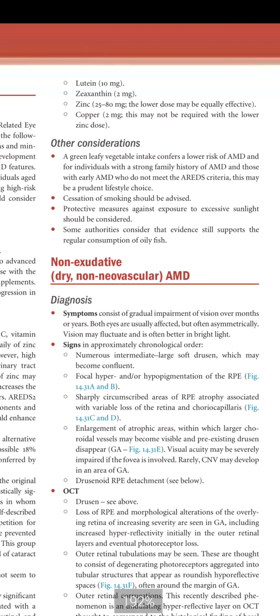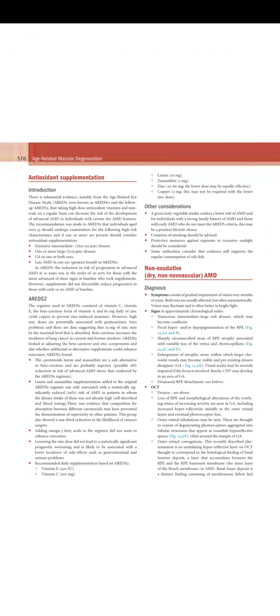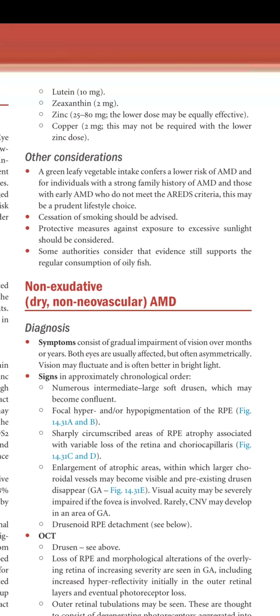Other considerations: green leafy vegetable intake confers a lower risk of AMD, and for individuals with a strong family history of AMD and those with early AMD who do not meet the AREDS criteria, this may be a proven lifestyle choice. So you can ask the patient to eat green leafy vegetables. Cessation of smoking should be advised. Protective measures against exposure to excessive sunlight should be considered. Some authorities consider that the evidence still supports regular consumption of oily fish.